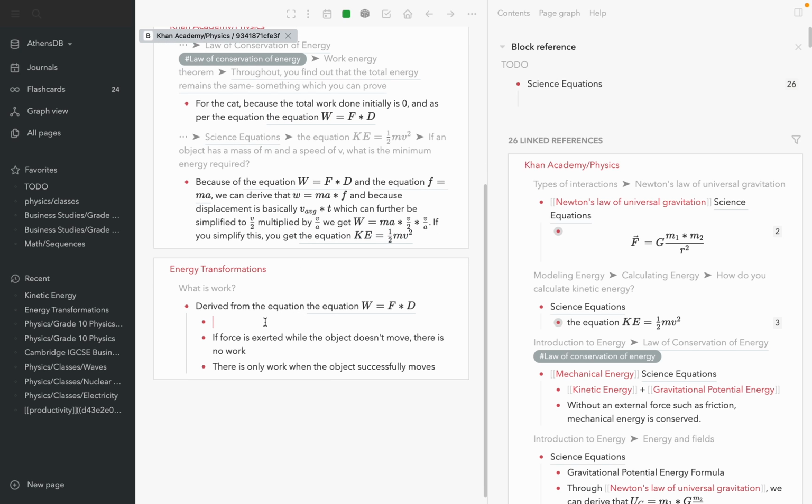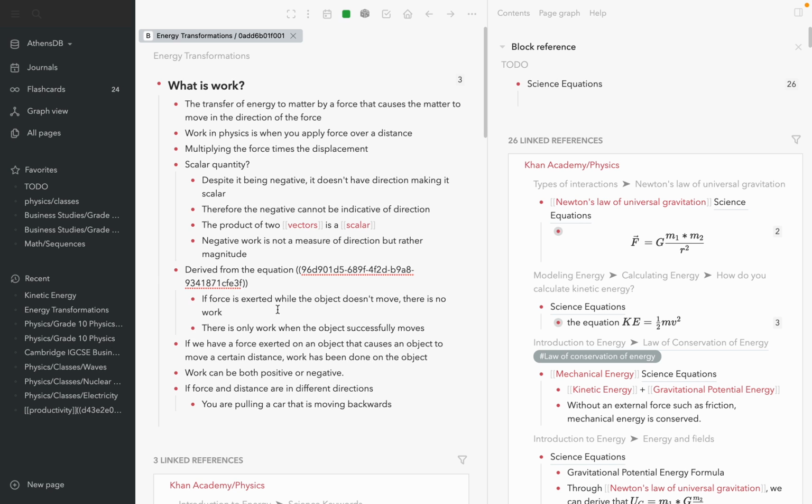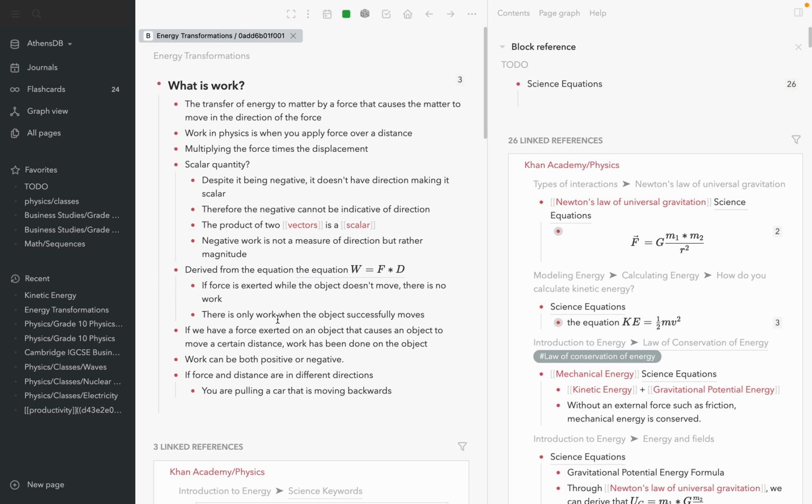Another thing is what is work, and you can see that this equation is used for defining what is work. And I can get more context for it here. My entire system revolves around getting context for information, and that's arguably one of the biggest places where Logseq excels. So overall, Logseq is just really good at helping me understand this.